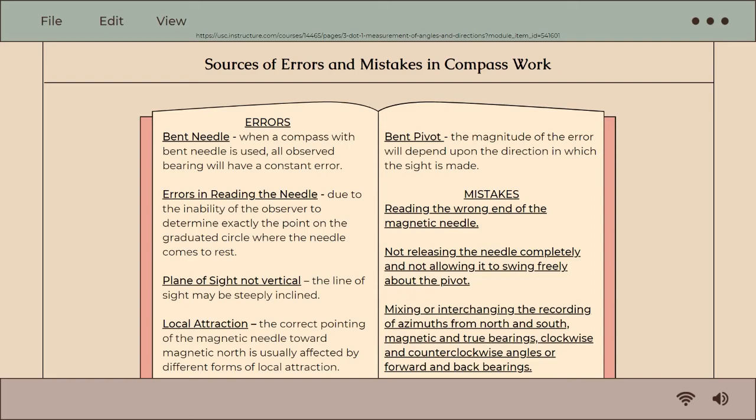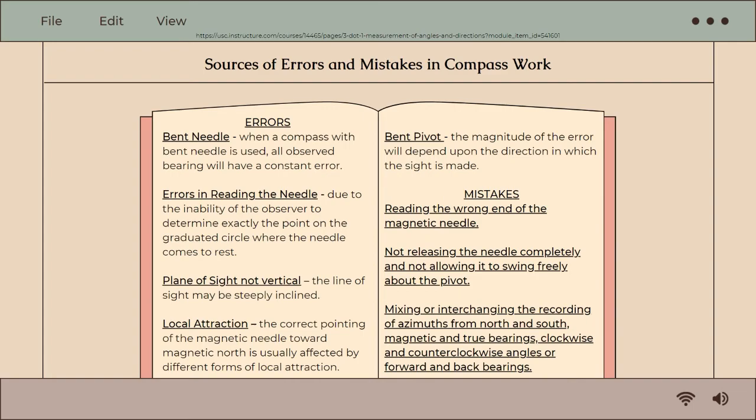The line of sight may be steeply inclined. Next is the local attraction. The correct pointing of the magnetic needle toward magnetic north is usually affected by different forms of local attraction, thus creating errors. Lastly is the bent pivot. The magnitude of the error will depend upon the direction in which the sight is made.